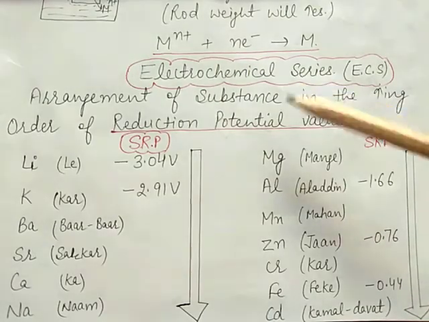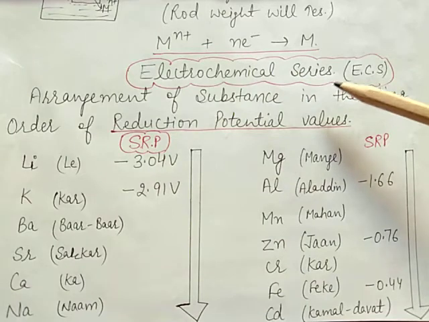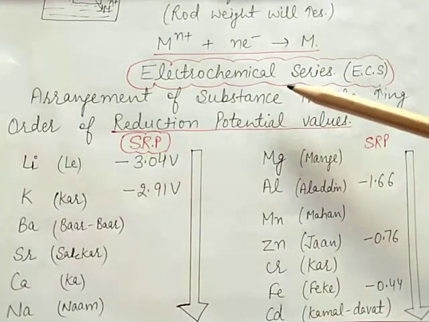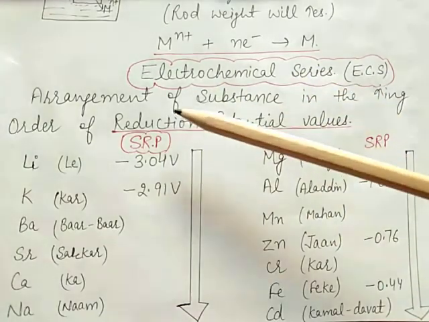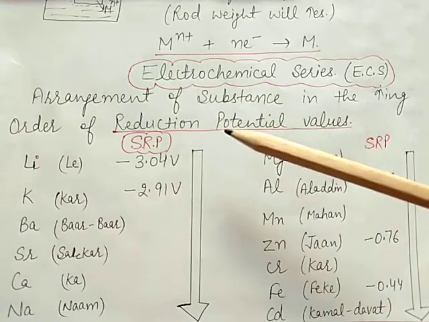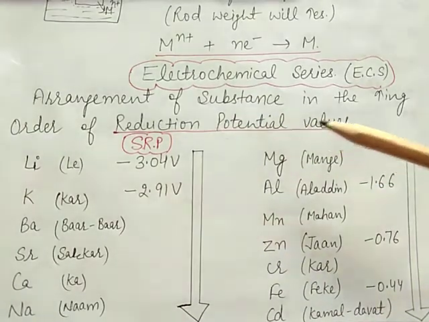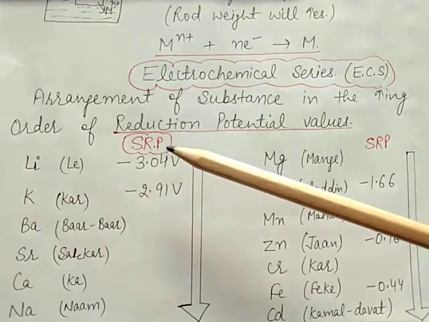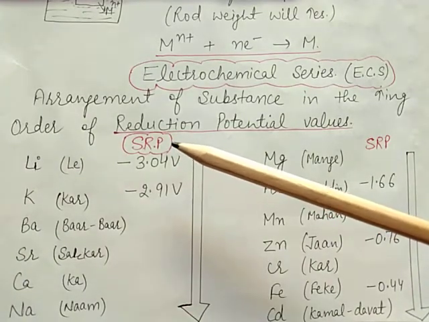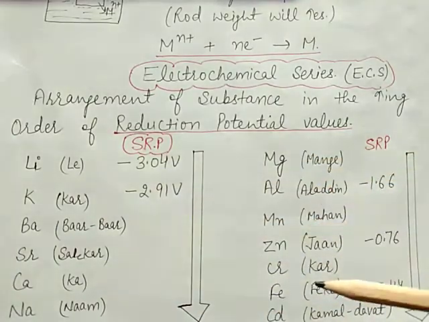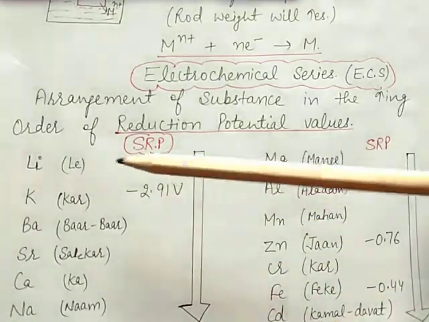Now the next topic is electrochemical series, means ECS. This is an important series. It is the arrangement of substances in the increasing order of reduction potential values, or you can say standard reduction potential. This is the series starting from here. After that, how is it learned?